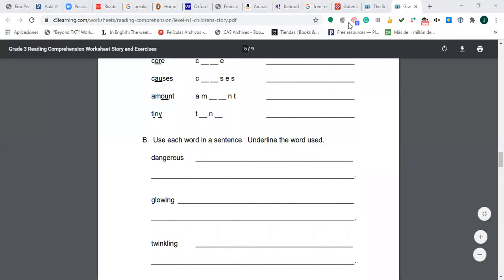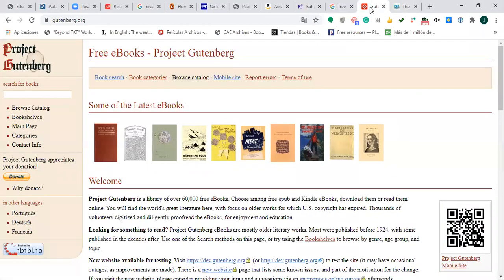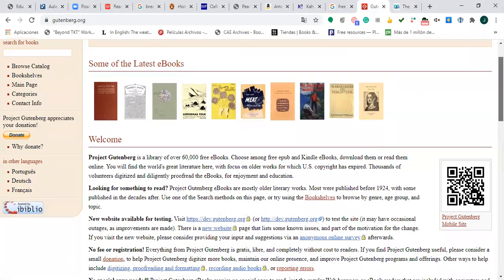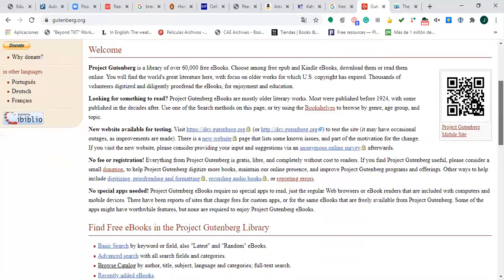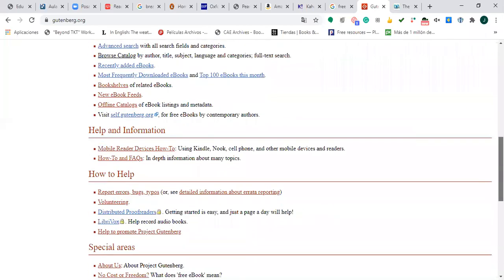Now, let's pass to the other one, another page. Remember this page, I wrote it on the chat. This is the platform that I told you before, Project Gutenberg. What can you find here? Books. This is for extensive reading because here you don't have exercises, just the books, novels, stories, and you have a lot, all right? Here you can download a lot of books. And notice here, find free books in the Project Gutenberg library, all right? So here you can find a lot of books.